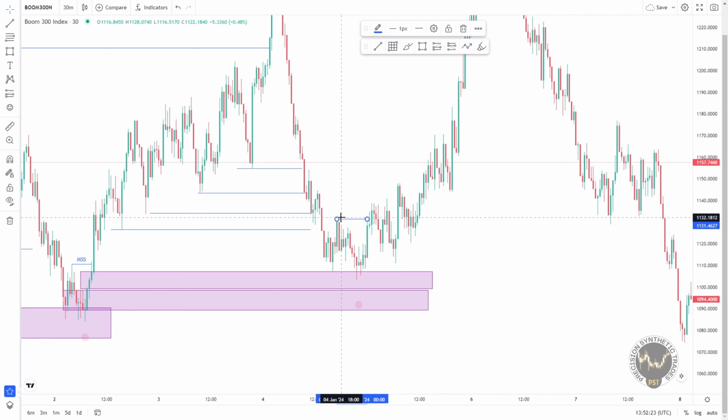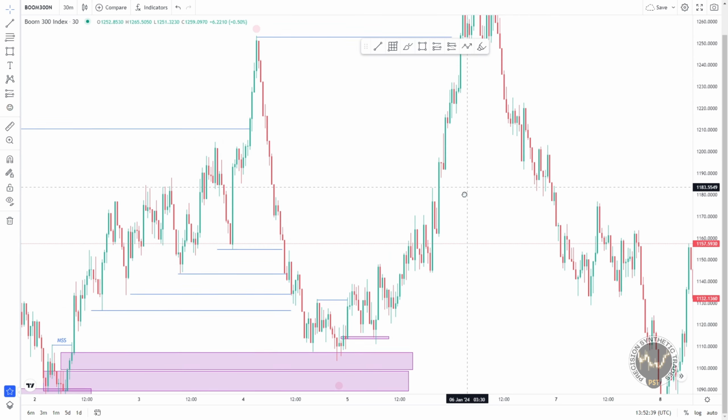Let's quickly see. Liquidity got taken, market structure shift. We have an order block. After it tapped this order block, that red candle there, tapped into our order block and price went up.